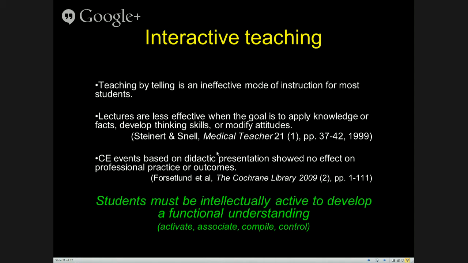In fact, there's a Cochrane study that says that continuing education events based on didactic presentation show no effect on professional practice or outcome. Sure, people like to go to Las Vegas for a course, or New York or Miami, and they have a good time, they meet some great teachers, they talk, but does the knowledge really transform the way we do things? And what the literature is starting to show is that students must be intellectually active to develop a functional understanding.